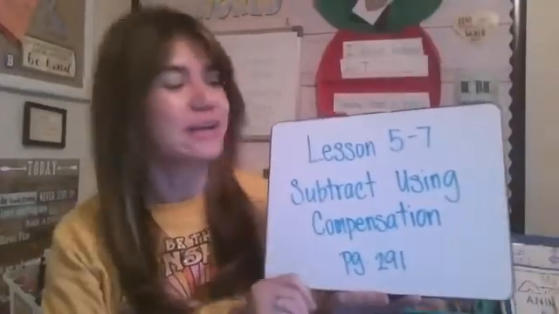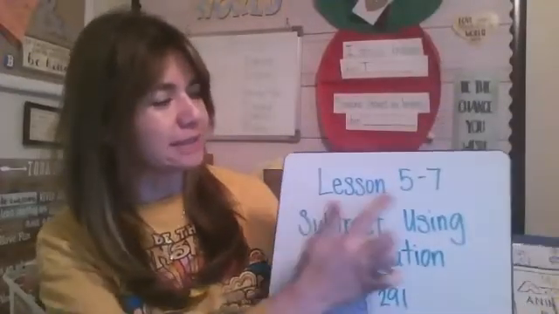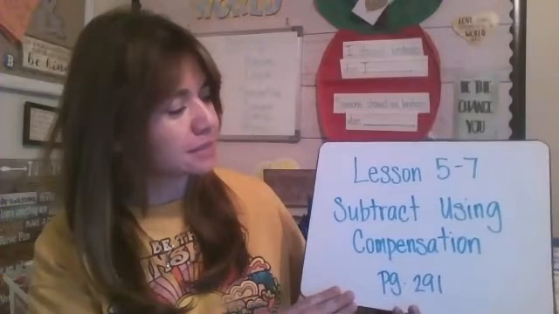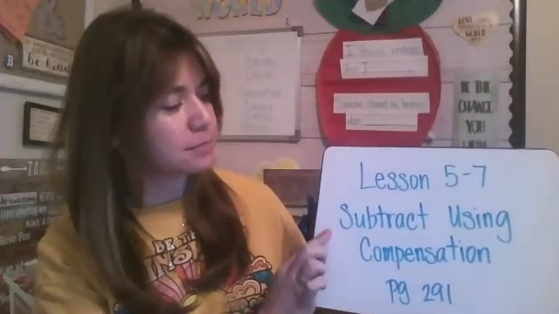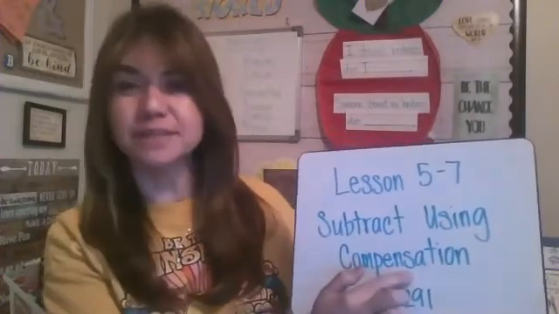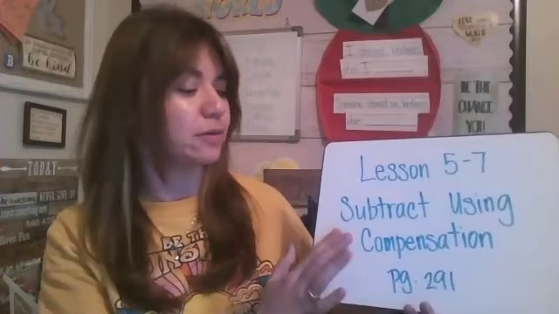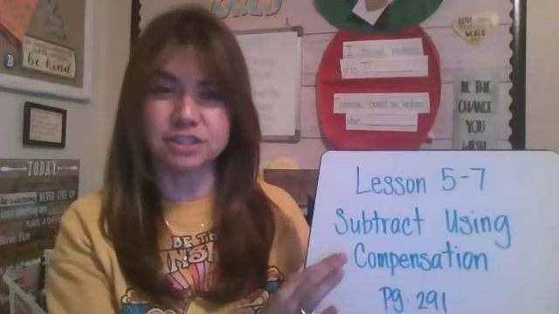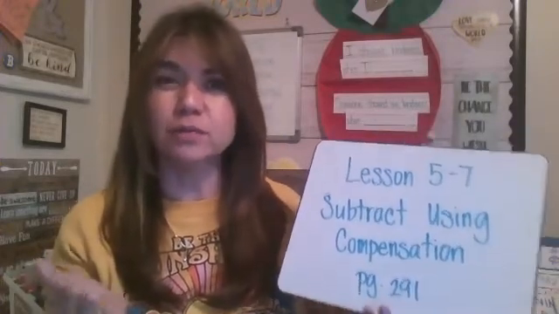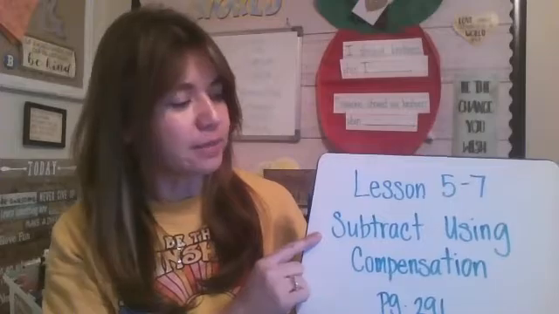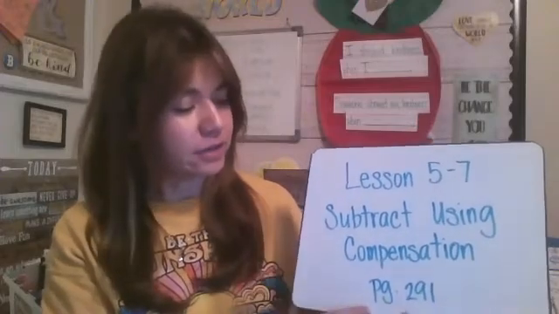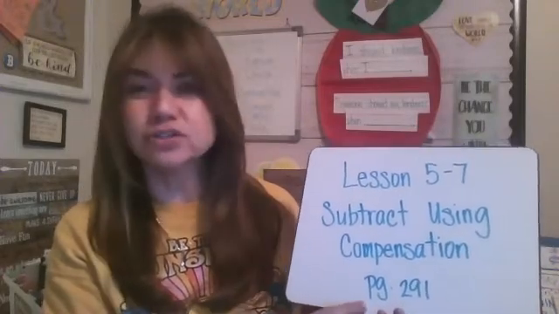Okay, hello second graders. Today we are looking at lesson 5-7 in our books. They're going to be asking us to subtract using compensation. So we're familiar with the strategy of compensation itself because we worked on that when we were doing addition. Now we're going to be using it with subtraction. And you're going to find that on page 291 in your books. So if you can go ahead, make sure you have your materials out for that.